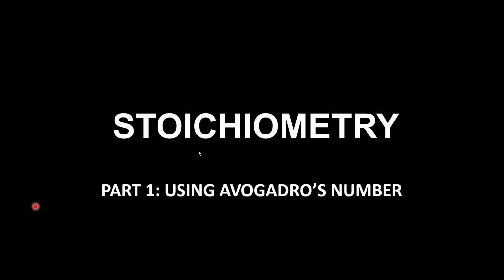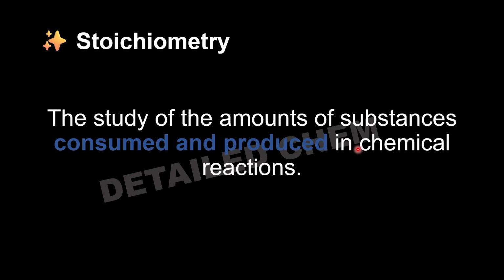All right, for today, I will discuss using Avogadro's number in solving stoichiometry problems. Stoichiometry is the study of the amounts of substances consumed and produced in chemical reactions. Remember in Dalton's law, atoms are neither created nor destroyed during a chemical reaction.